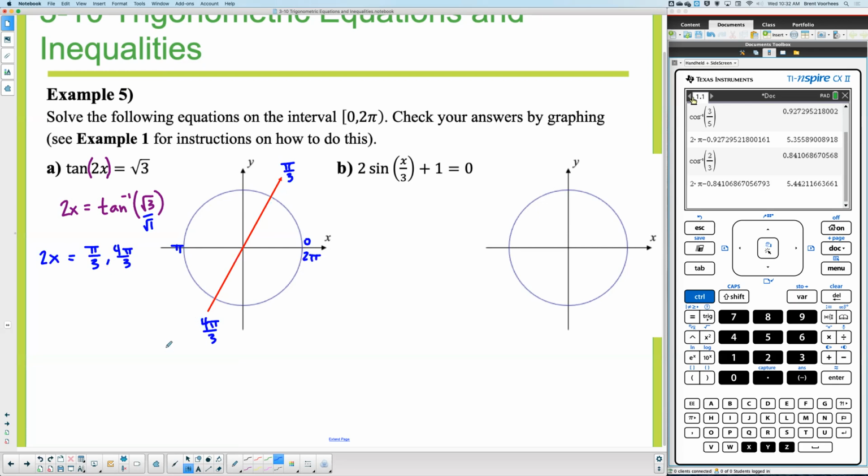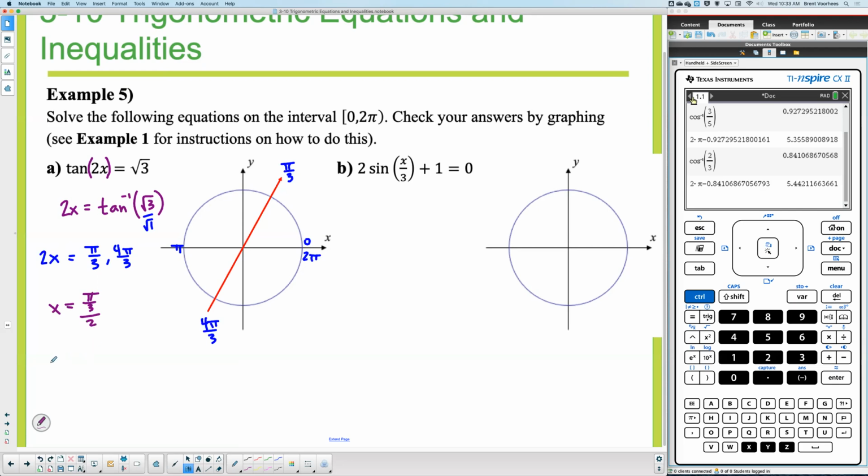So we got pi over 3, 4 pi over 3. Now, 2x is going to equal those two spots. So how do I solve that? What do I do? It's going to be divided by 2. So x is going to equal pi over 3 divided by 2.